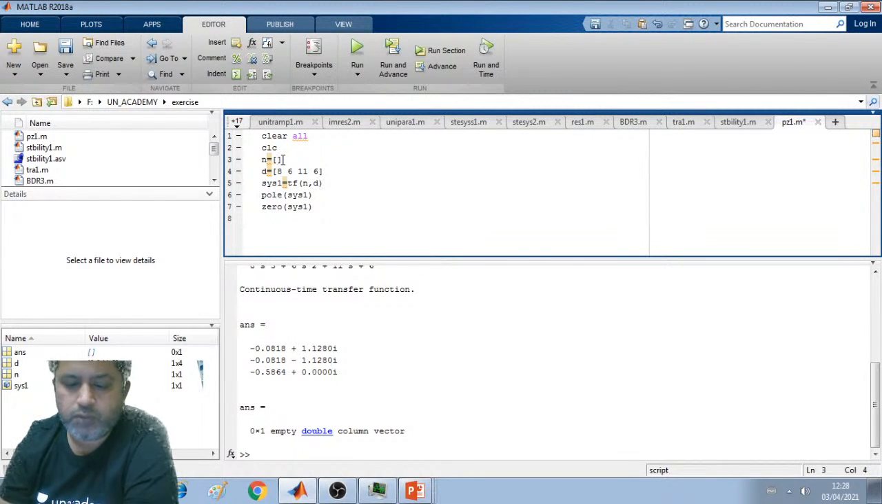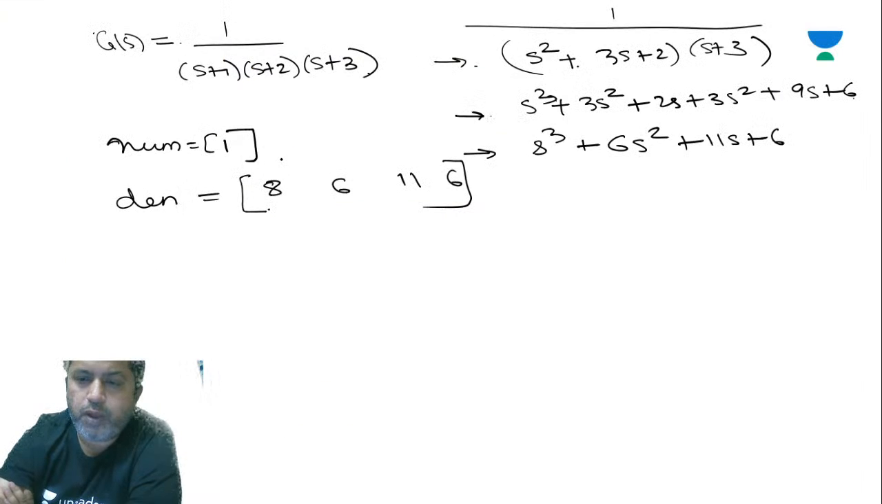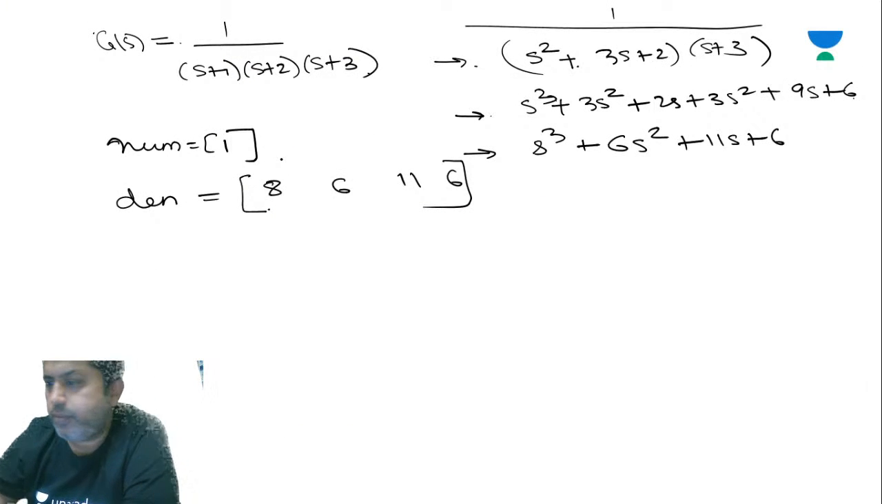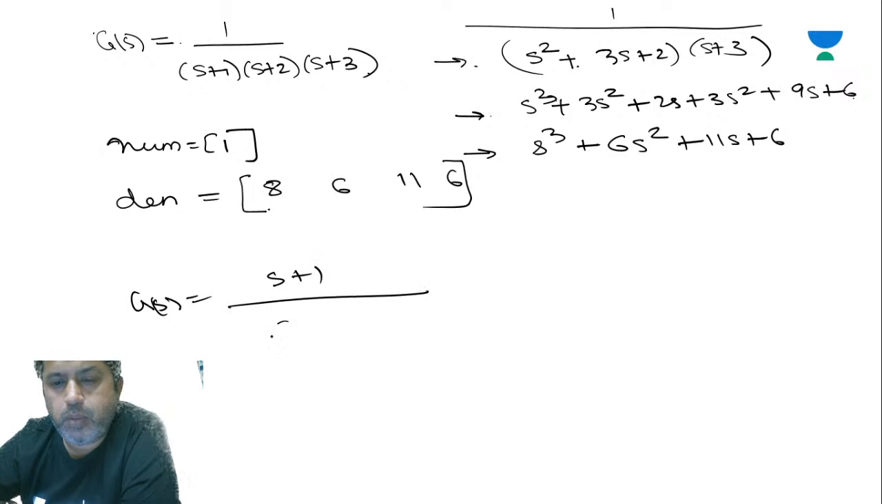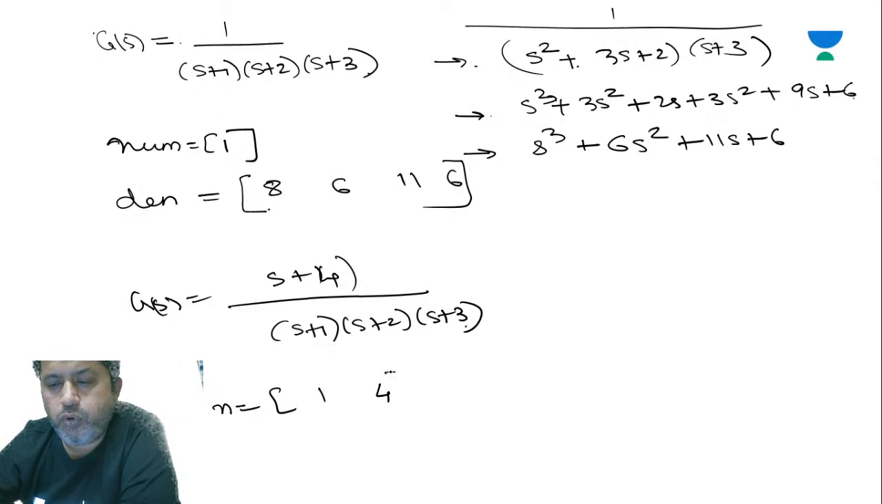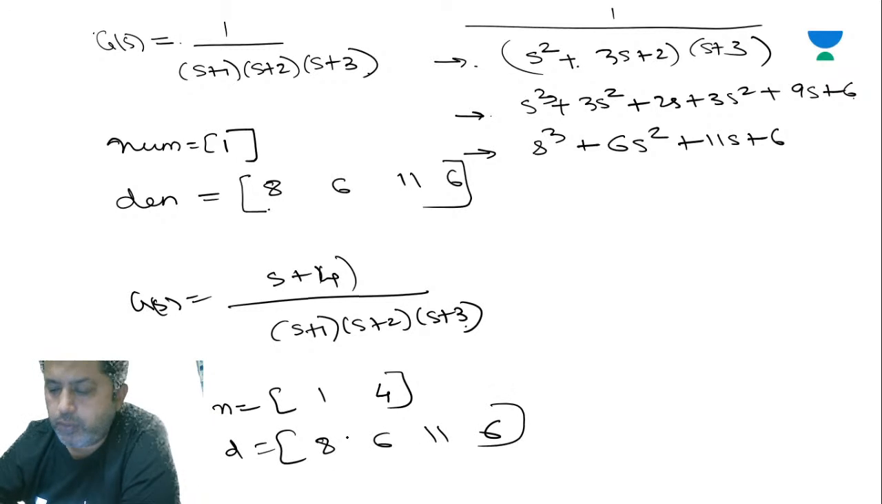If I say s plus 4, okay, let us modify my system as G of s equal to (s plus 4) upon (s plus 1)(s plus 2)(s plus 3). Then the numerator will be equal to 1 4, denominator is equal to 1 6 11 6. Finish.